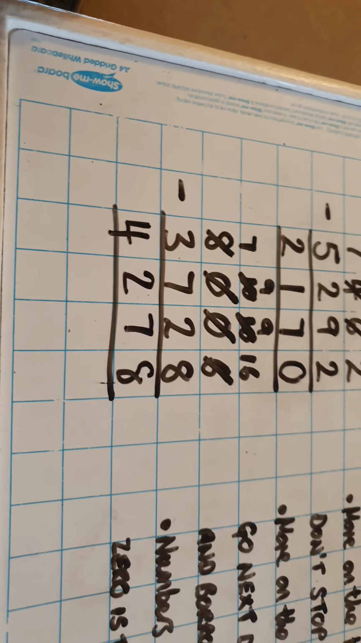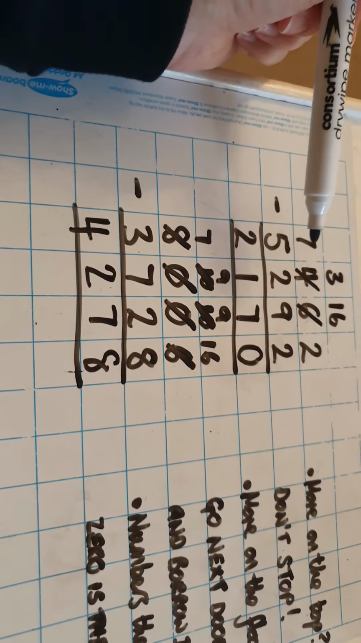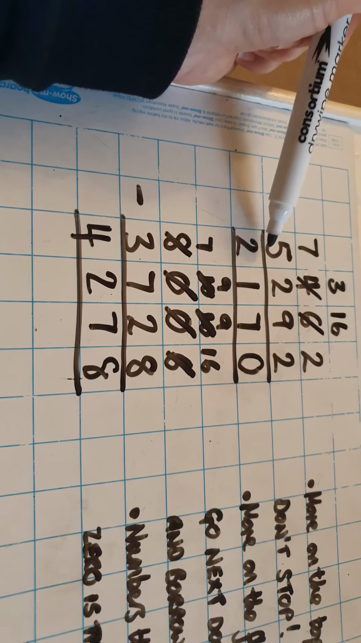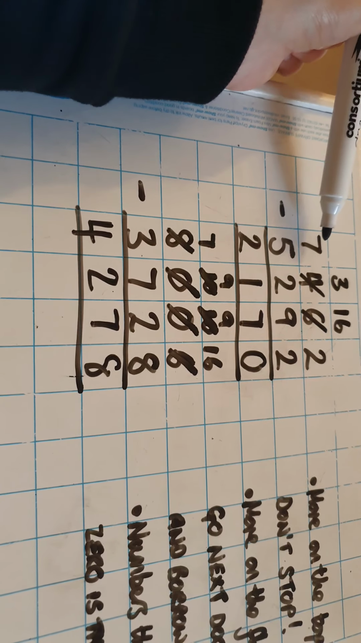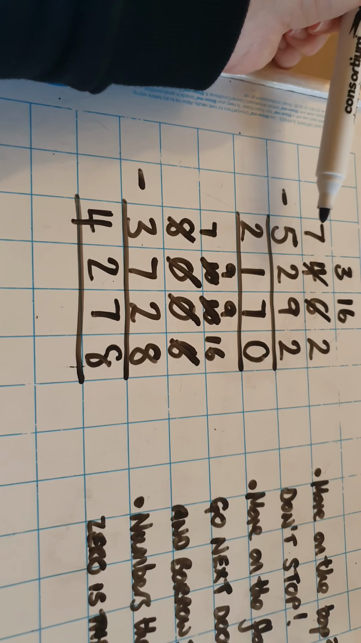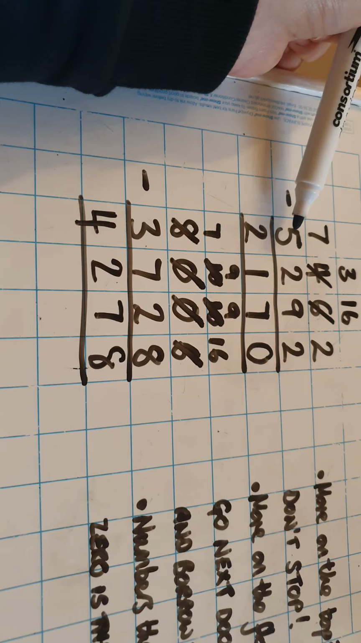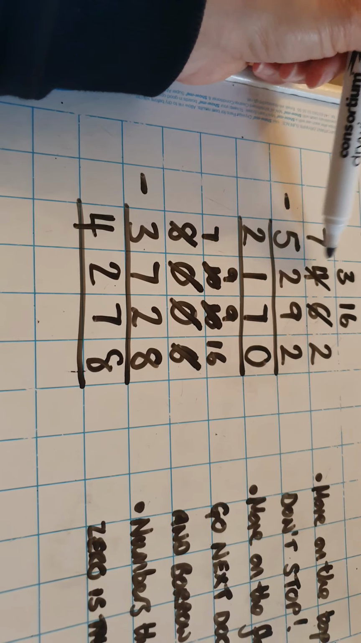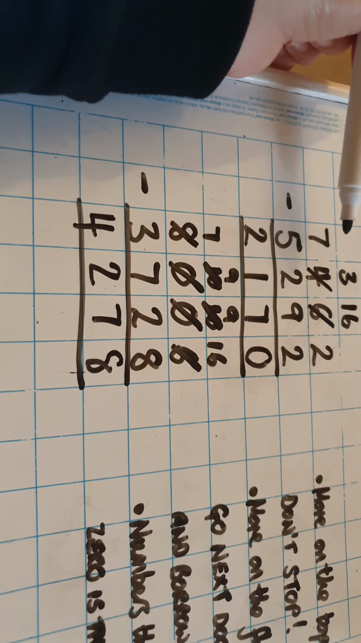Now, if children are generating their own questions, they must always make sure that the digits in the largest value column, the top digit, is larger. If that was 5,000 take away 7,000, then you'd end up with negative answers. So in the biggest value digit column, the top number needs to be bigger.